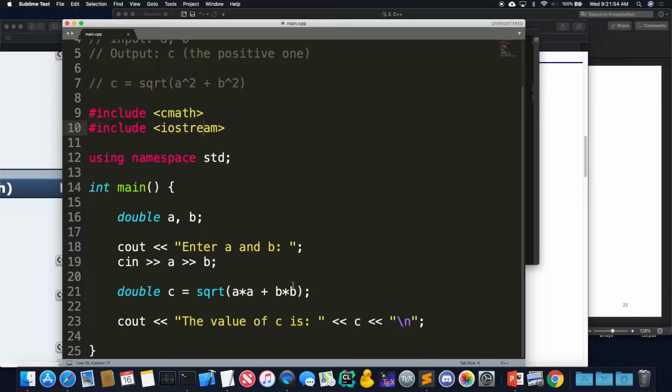Okay, so this is just a simple example of being able to declare 2 doubles, floating point values, do a prompt and enter the values, do some simple computation, and then print the value out at the end.